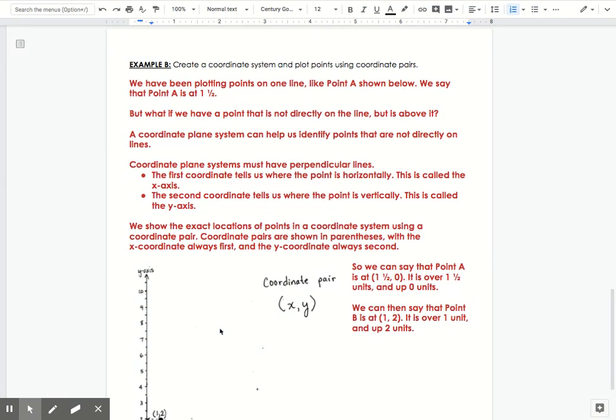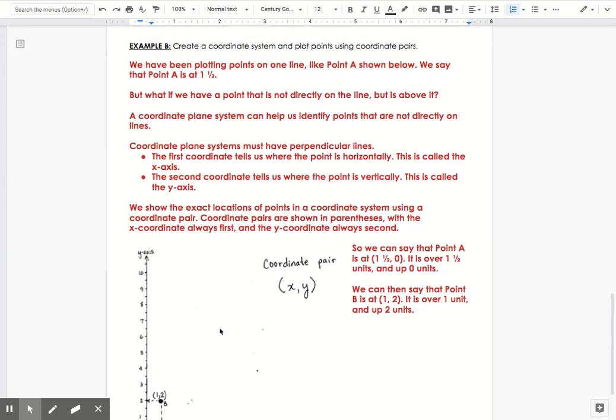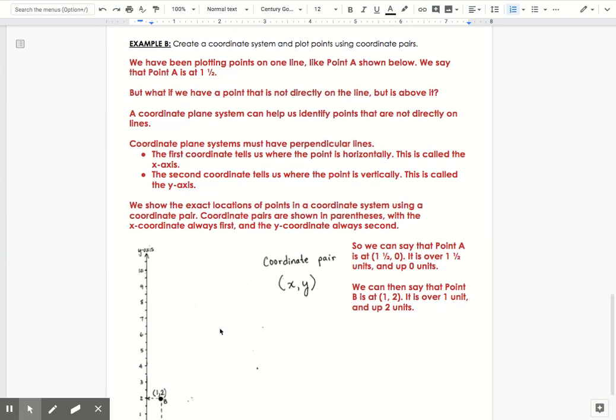Now, I know I have a lot of writing on this page, but that's because this is a lot of information, so bear with me. So we kind of already talked about this, but we're going to do something today called creating a coordinate system. A coordinate system is when you use a set of perpendicular lines to plot points that are not exactly on the line. So we've been plotting points on one line.